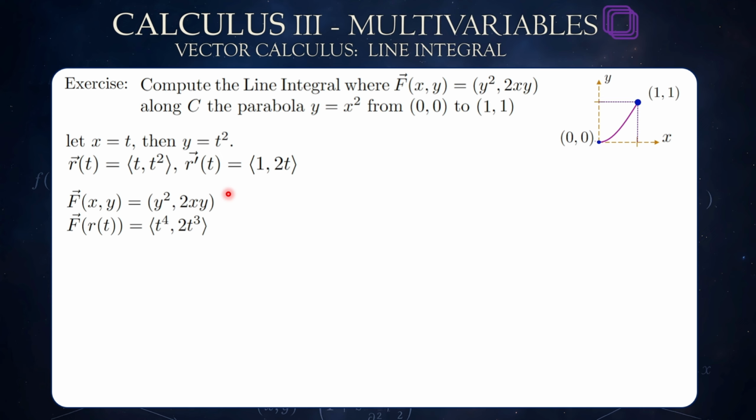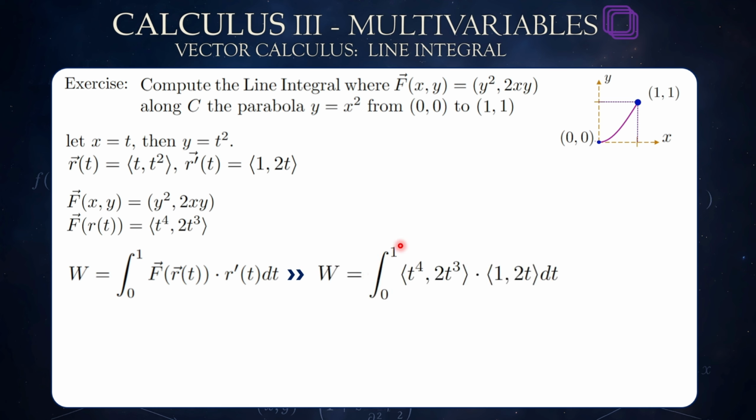f(x,y) is equal to (y squared, 2xy). f(r(t)), or with respect to r(t), is equal to t to the power of 4, because t squared squared, and 2xy, which is 2 times t cubed, or 2t to the power of 3. Then the work done is equal to the integral from 0 to 1 of f(r(t)) dot r prime of t dt. So W is equal to the integral from 0 to 1 of the dot product between f(r(t)), right now (t to the power of 4, 2t to the power of 3), dot (1, 2t), the derivative of r of t.